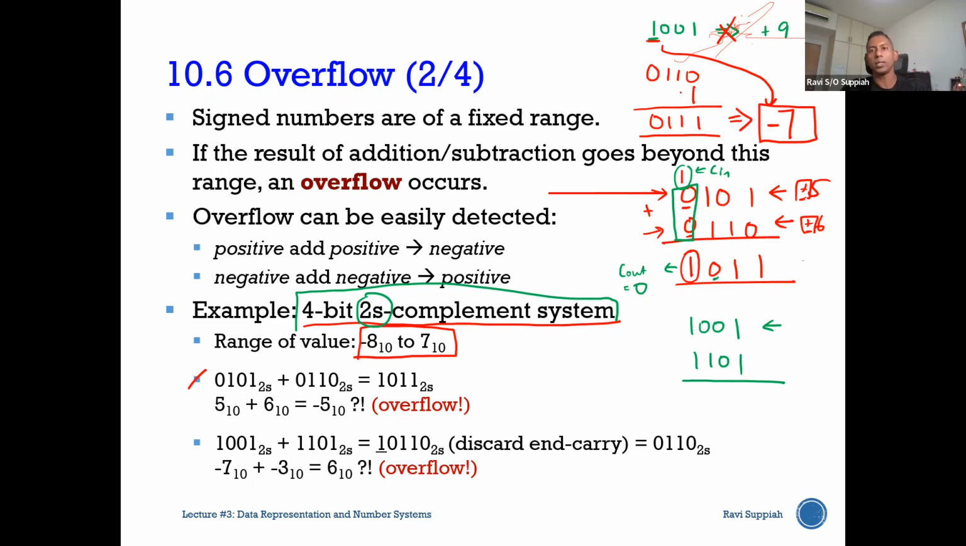All right, so 1001 is now represented as negative 7. Can you all try 1101 and see that it is negative 3? I'll give you 1 minute to try for yourself. See that you can convert 1101 and you actually get negative 3. Just try it now and I will show you in a bit.